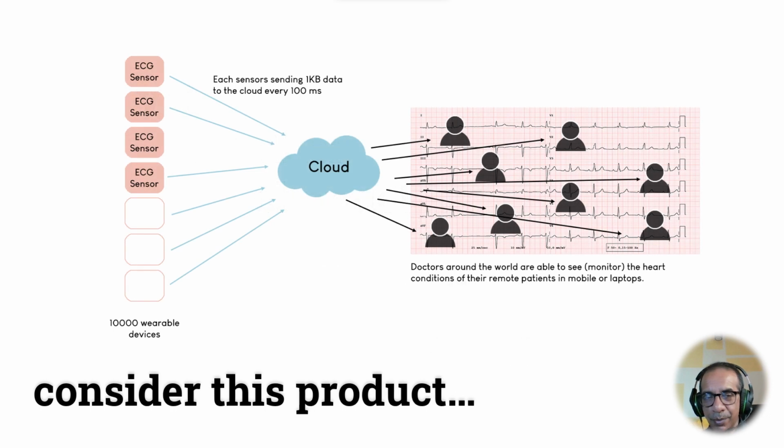Let's look at one example of a product. So let's say we need to build a product and it consists of some, let's say 10,000 wearable ECG devices. ECG devices are the devices which are used to check the health of our heart. And these devices, wearable devices, pump data to some cloud store at a frequency of 100 milliseconds, and each data packet is, let's say, 1 kilobyte in size. So we are talking about data traveling and accumulating at 10 kb per second from 10,000 devices. That means in 1 second, there would be roughly 100 MB of data.